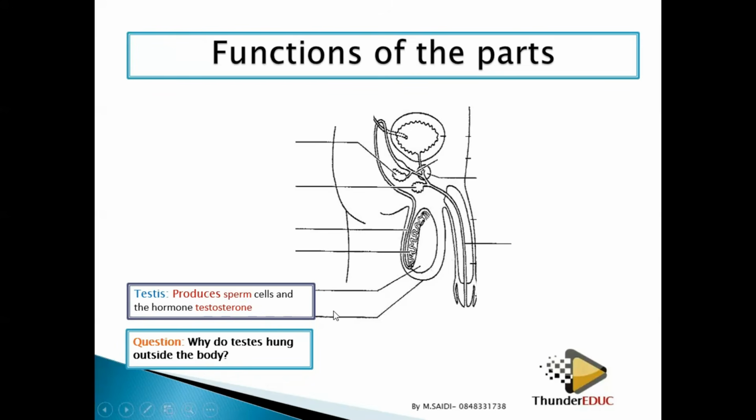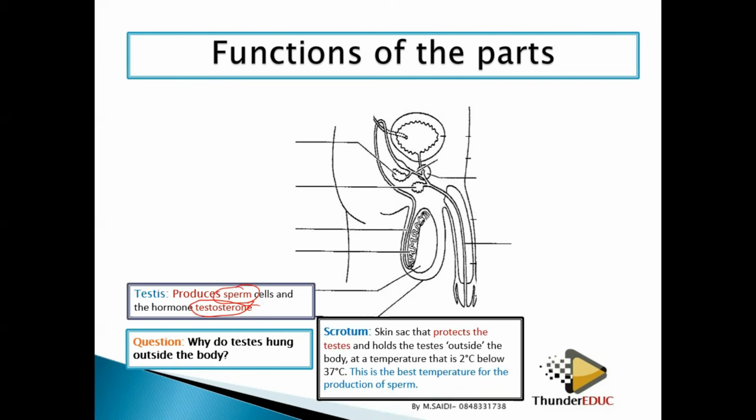The testis has two functions. The first function is to produce sperms. The second function is to produce testosterone. The first one is production of sperms. The second function is production of testosterone. Testosterone is for secondary sexual characteristics. Sperms are those which carry genetic material to the offspring.